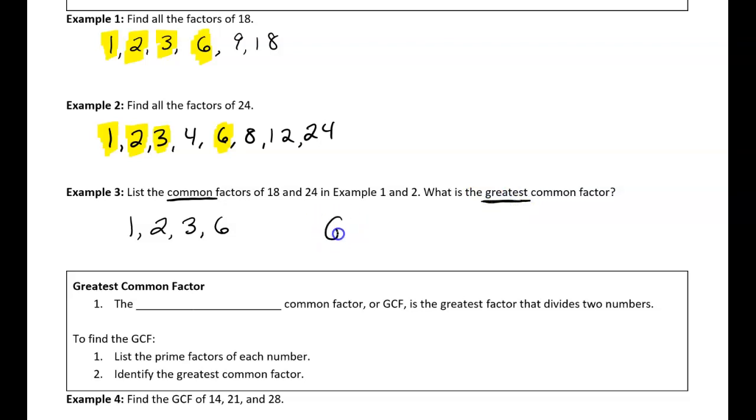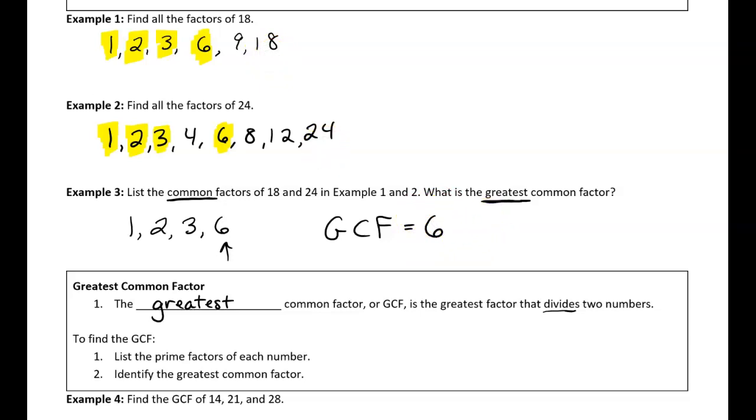So our greatest common factor, GCF, abbreviated, is that 6. 6 is the biggest out of all of these that we have listed. So 1 is going to be a common factor for all of our values, all of our expressions really, but it's not the greatest, and we want to look for the greatest of these common factors. So we're going to say then down here as a definition, the greatest common factor, or GCF, is the biggest or greatest factor that divides two numbers.